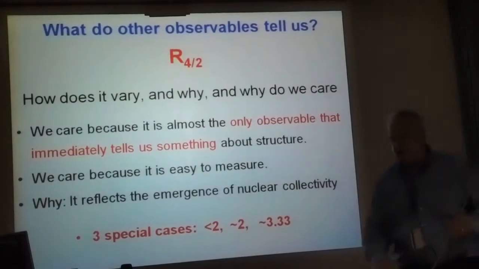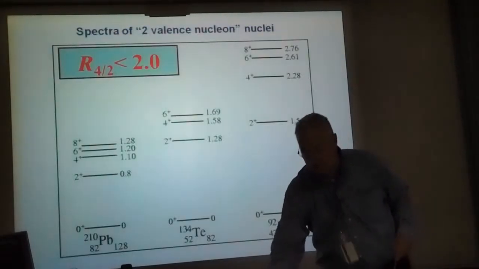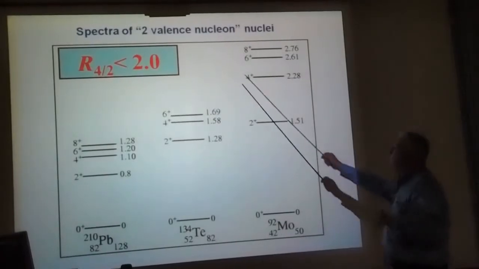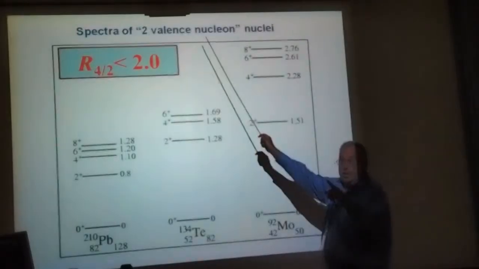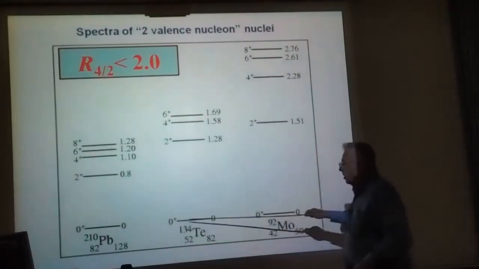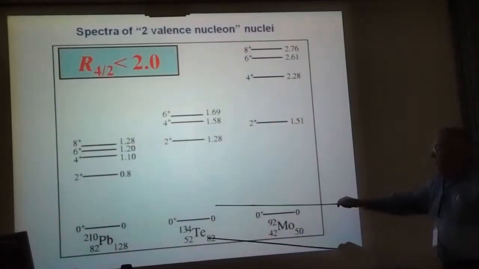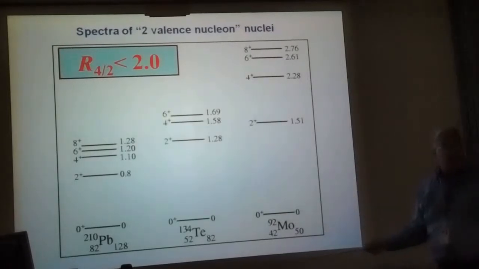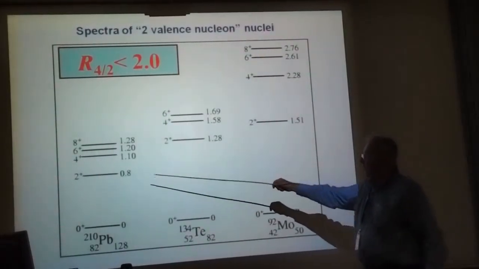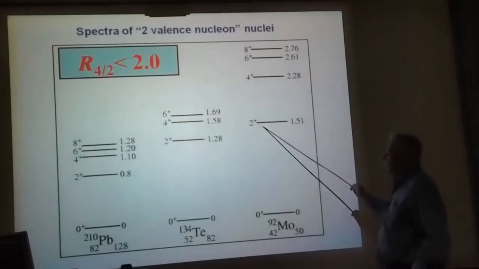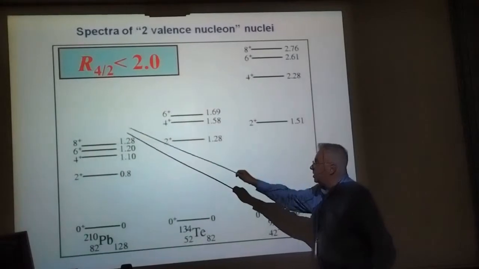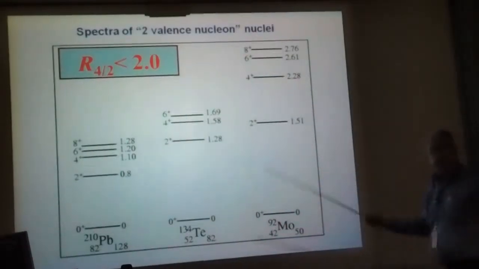Okay, but I want to show you the data without biasing you by telling you what it means. So here are nuclei with 2 valence nucleons. So not single particle, but 2 particles. And they have spectra independent of the mass region that look remarkably similar. They all have a 0+ ground state. They all have a first excited 2+ state. And they have a sequence of states that goes monotonically in spin: 2, 4, 6, 8, 2, 4, 6, 2, 4, 6, 8.